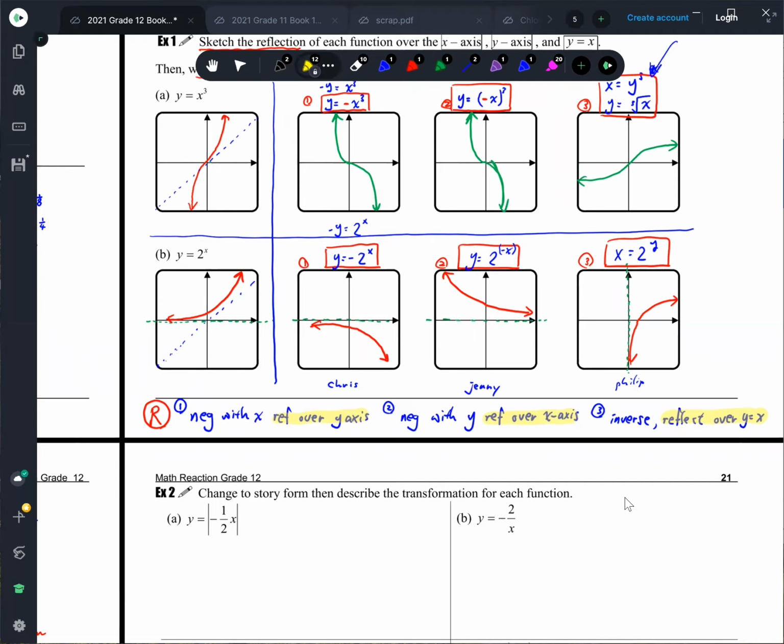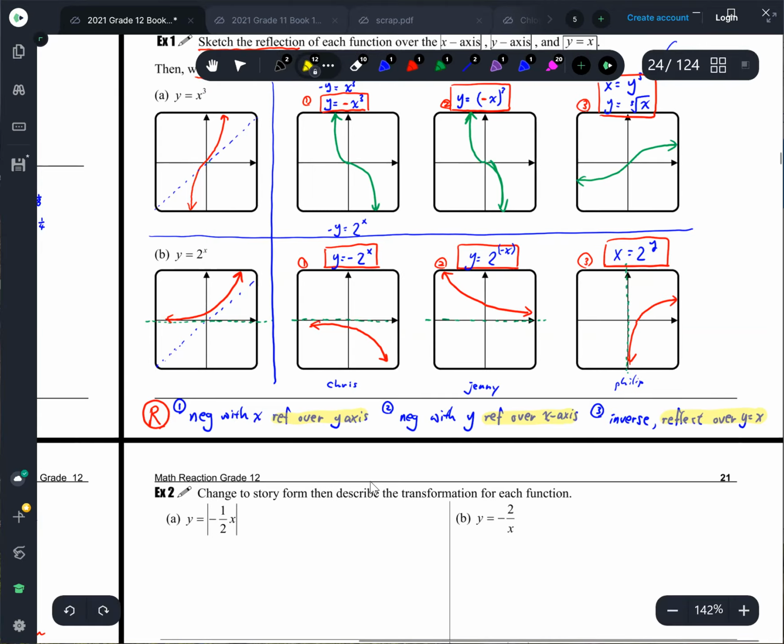So do not mix this one with the stretch, okay? Negative controls the reflections. And when you are looking at the stretching, you would ignore the negative sign for a moment, when you are trying to think about stretching or compressing.